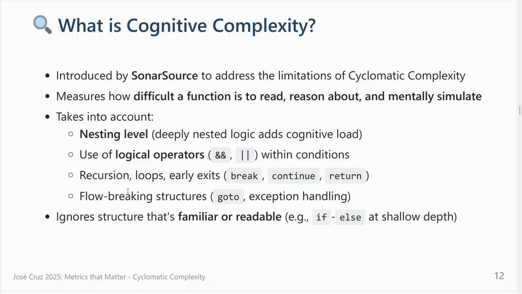recursion in development. So loops, early exits, break, continue, returns, flow break structures like goto, some languages also use goto, exception handling, it's also a return. So this cognitive complexity takes into account all of these things that create branches in our mind. So it ignores structures that are familiar or readable, like if, else, and shallow depth.